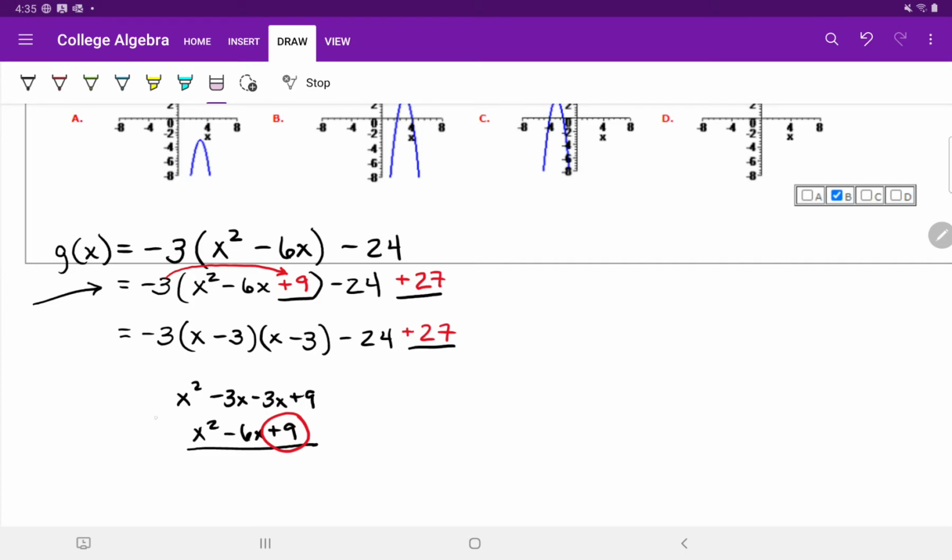So now I'm going to erase some of my scratch work. What I'll do for the next step is condense this a little bit. So we have x minus 3 times x minus 3. We can rewrite that as (x minus 3) squared. And we have a -24 and a +27 that we can rewrite as +3. This is our standard form. So here's my a, here's my h, and here's my k.